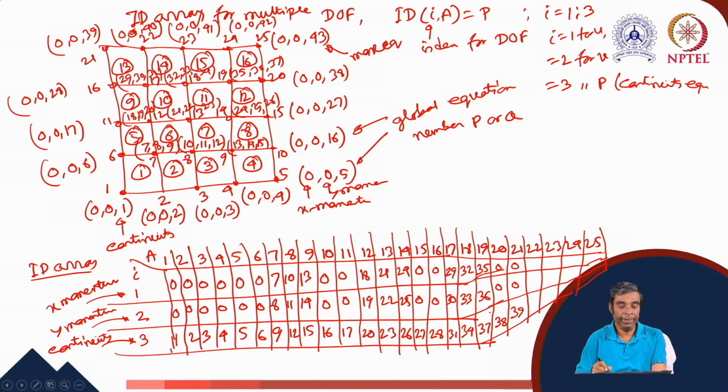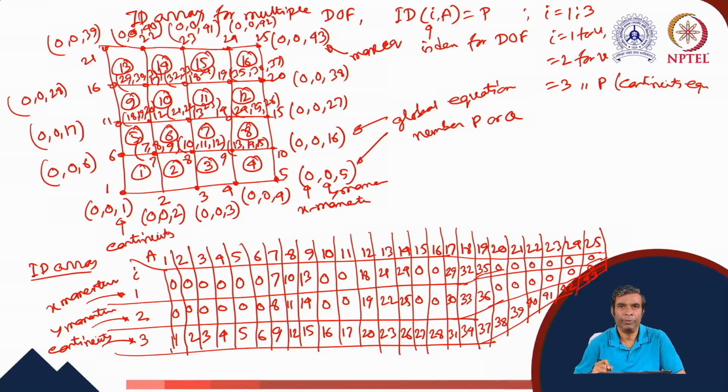For the remaining, all are EBC nodes for U and V, so we have only one equation. So it will be 0, 0, 40, 0, 0, 41, 0, 0, 42, and 0, 0, 43. So we have our ID array ready for numbering of the global nodes.